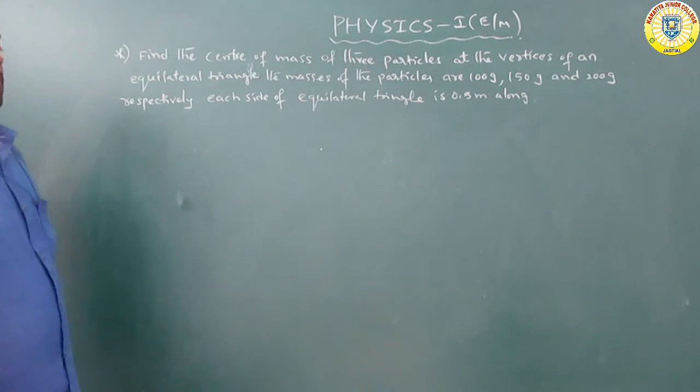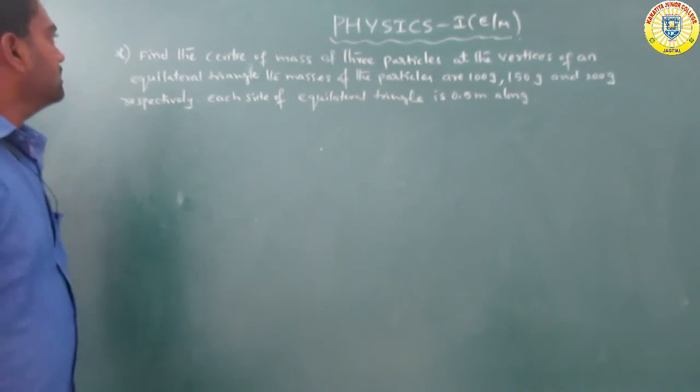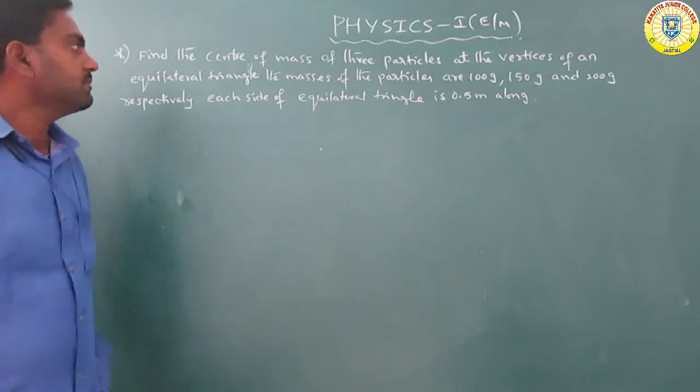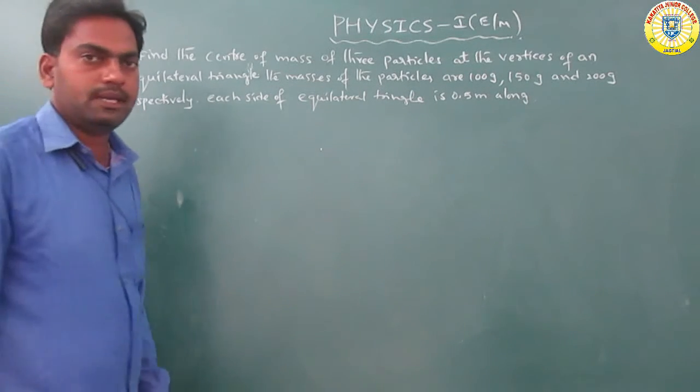Okay, right. So now all of you listen here. Find the center of mass of three particles at the vertices of an equilateral triangle. The masses of the particles are 100 grams, 150 grams and 200 grams respectively. Each side of the equilateral triangle is 0.5 meters long. So what is the center of mass of the three particles?